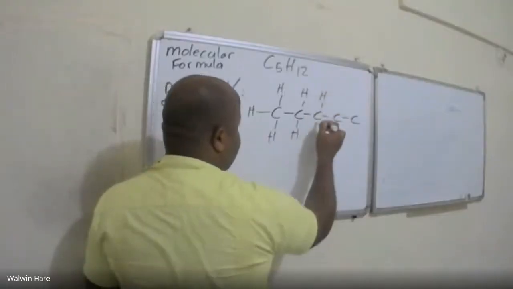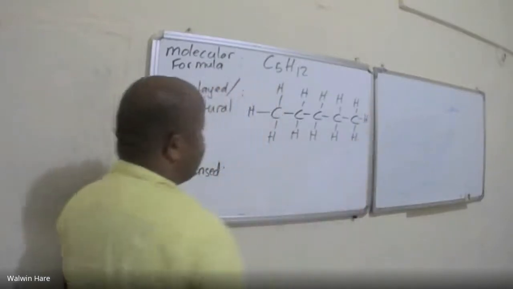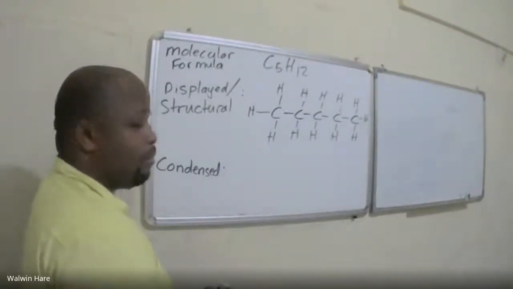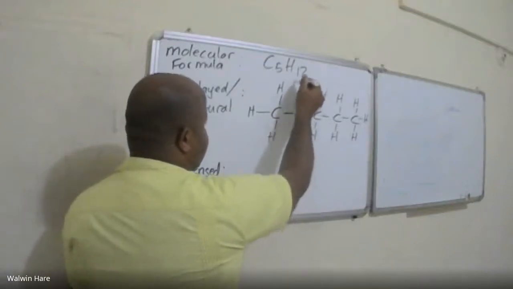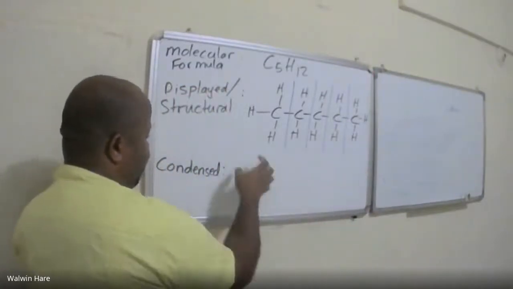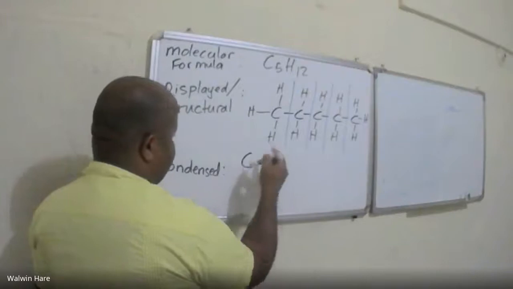And this one? 2 again. And this one? 2. And 3 hydrogens on the last one. Good. And how do we get the condensed formula? You split the bonds between each. All right, so let's put in the barriers. And we start out with which element, carbon or hydrogen? Carbon.